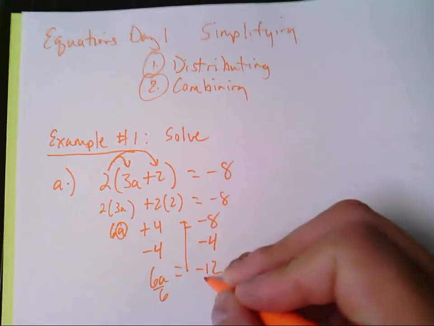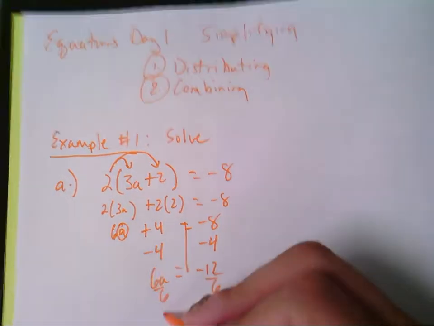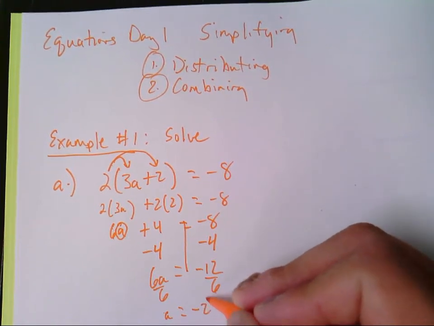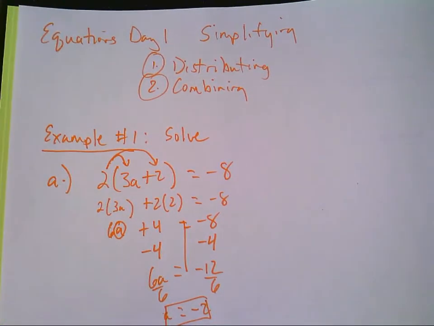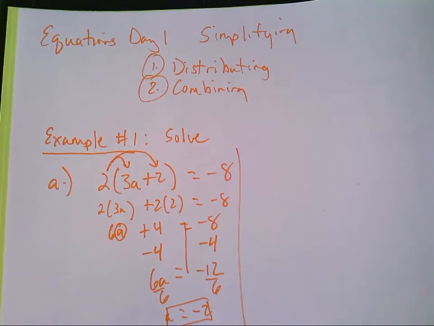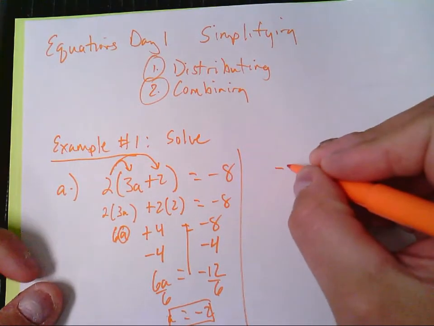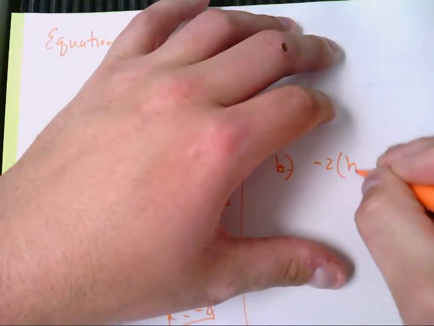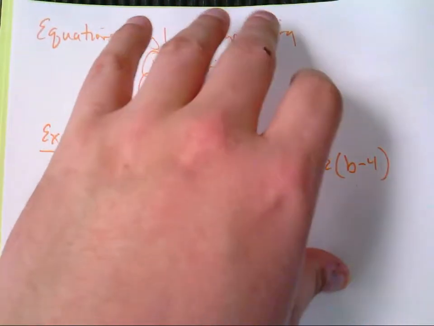All right, divide both sides by 6. If I have a negative and I divide by a positive, it becomes a negative. I get a equals negative 2. All right, so now let me model another one. Now let me model one that's got some negatives in it, because this is where, this is b. We're going to throw a negative 2 out front, and we're going to go b minus 4 equals 12.